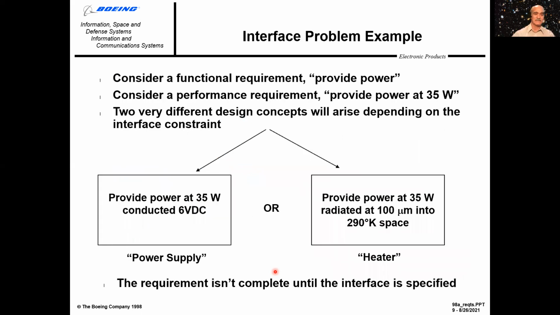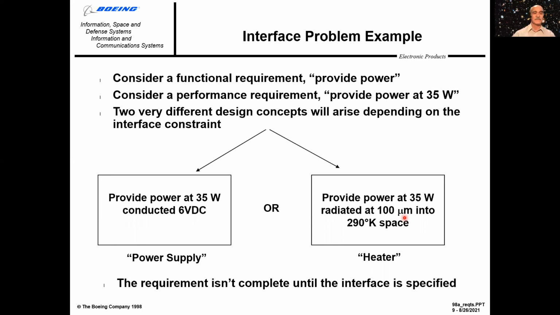So here's a simple example about the interface problem. If I have a functional requirement to provide power, and even if it's quantified, provide 35 watts of power, I will end up with two very different design concepts depending on how the interface is characterized. For example, if it's a DC power supply, then I might describe the power as being conducted at a certain voltage. On the other hand, if I want to provide radiated power for something like a heater, then I would describe the interface not as conducted, but as radiated. And I might have to specify a wavelength or a temperature and what the target radiation is, so I know how much heat transfer I'm going to get based on the temperature difference.